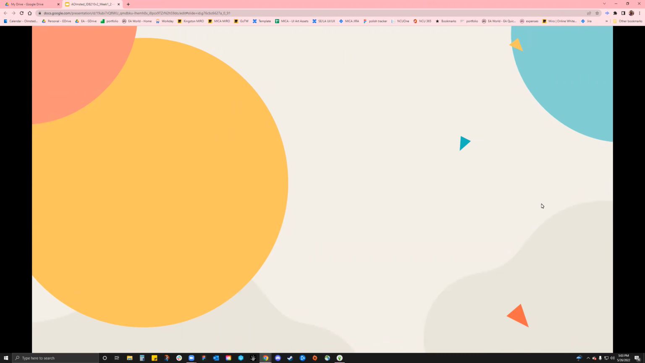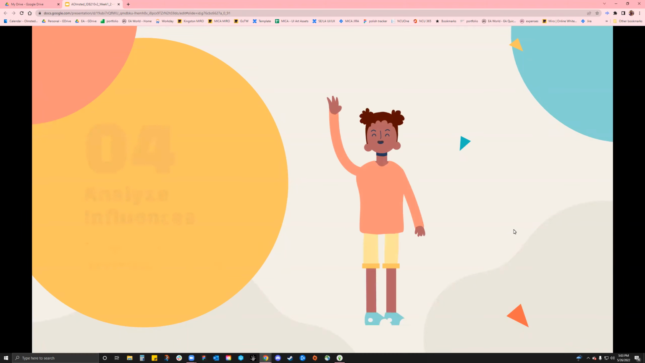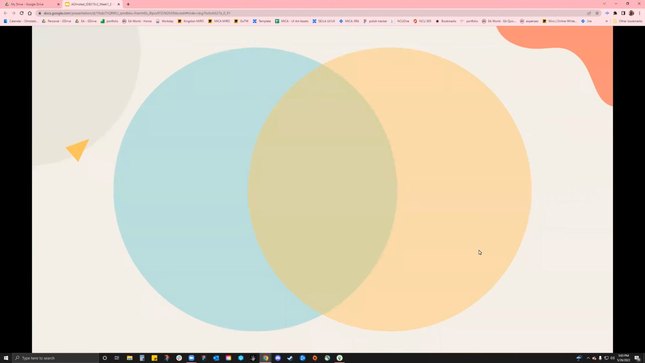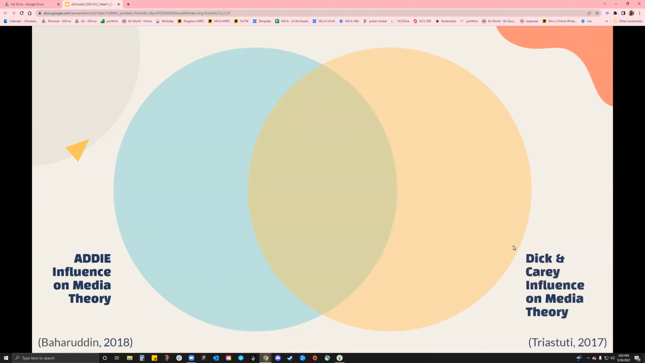Lastly, now that we have compared and contrasted the two different instructional design approaches, we are now going to do the same for their theoretical influences and how they have influenced media theory, especially as it relates to instructional development and using media to further develop the instructional design field. We are again going to set up our Venn diagram to compare the ADDIE model's influence on media theory and the Dick and Carey model's influence on media theory.